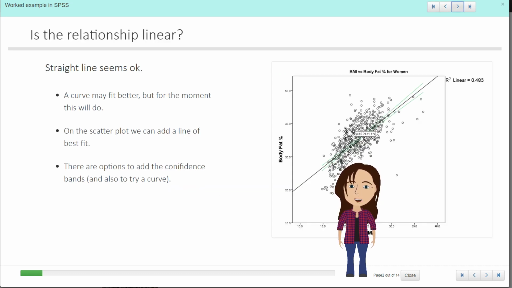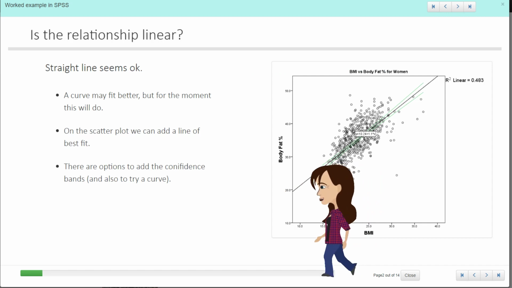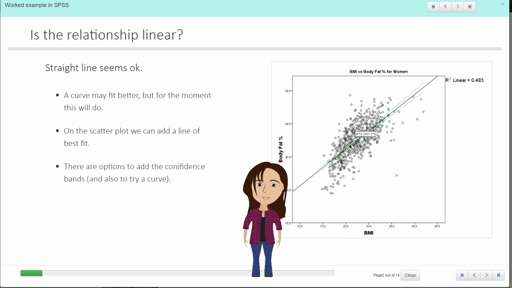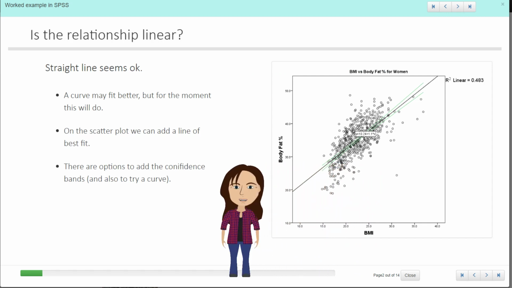So if we do a scatter plot of this graph, we can see that a straight line seems okay. It's not perfect, and maybe a curved line would fit better, but this will do as a starting point. When you're in SPSS, you can double click on your graph to get the fitted line put on it, and you can also add these confidence lines. So you can just see them very faintly in green here.